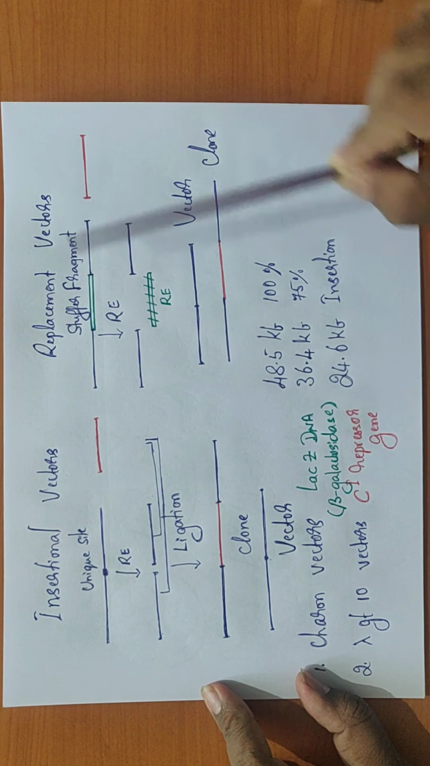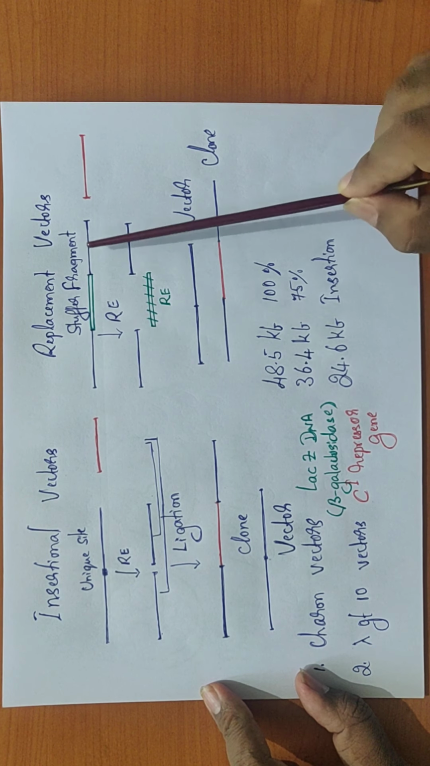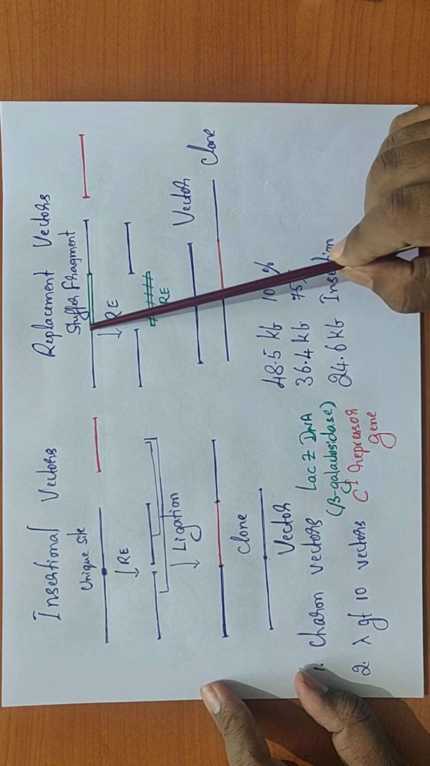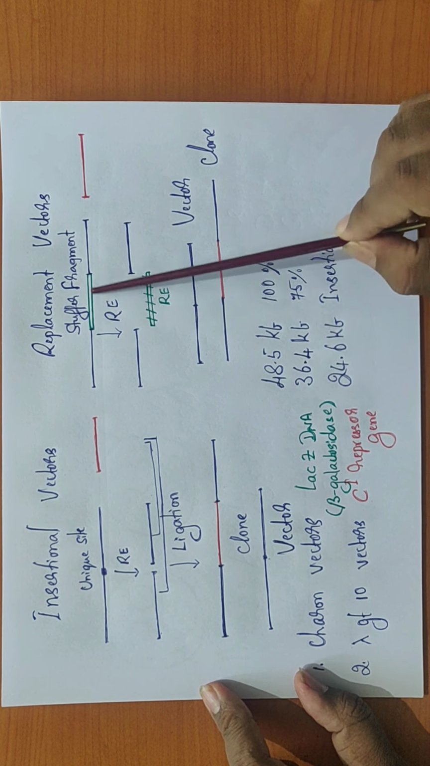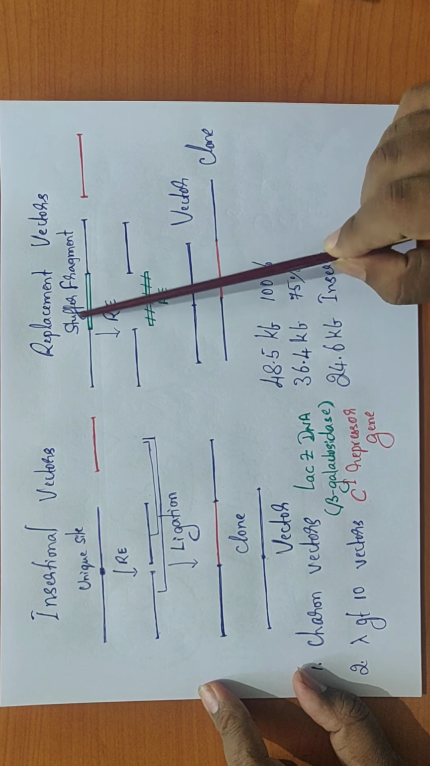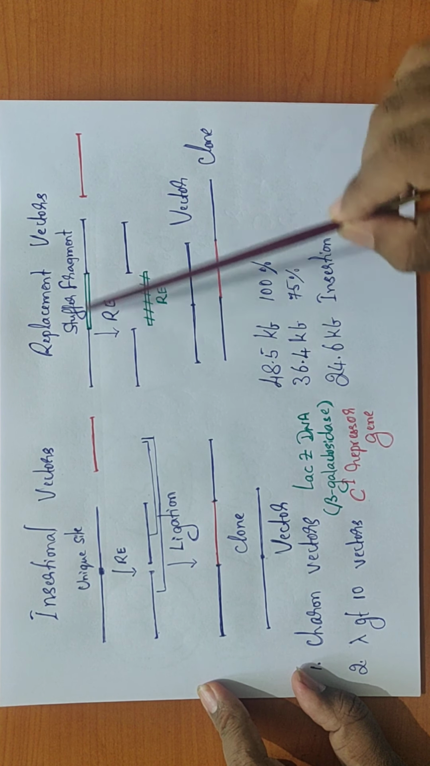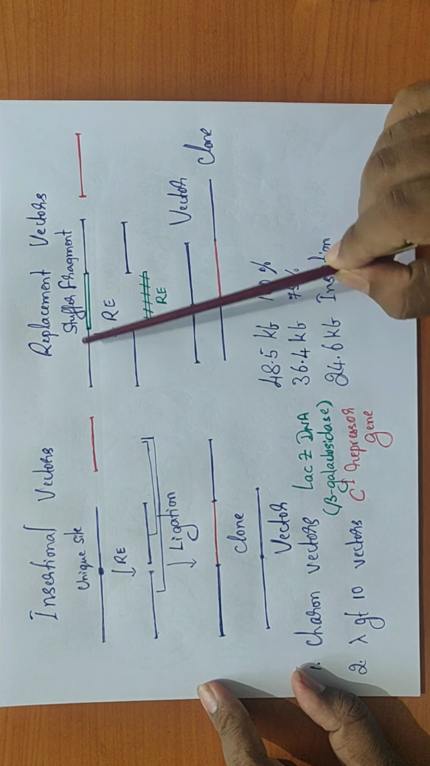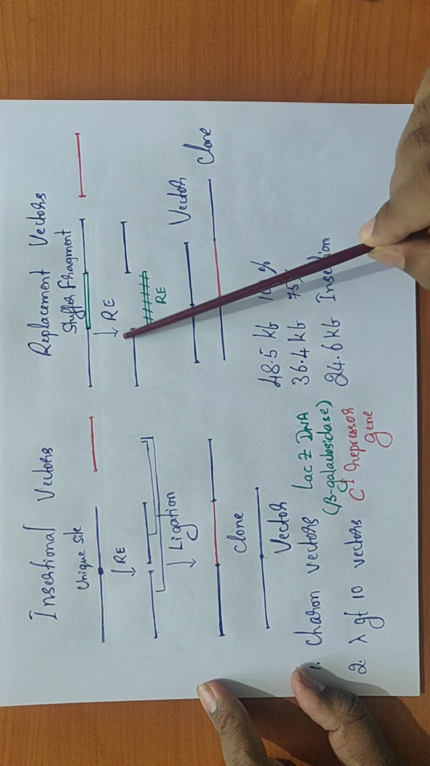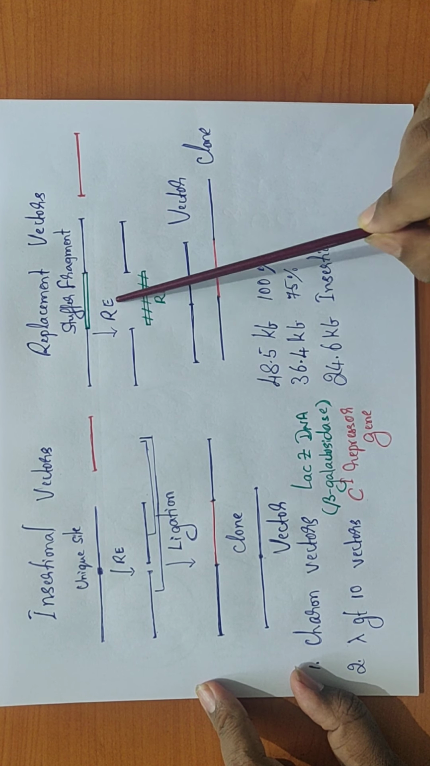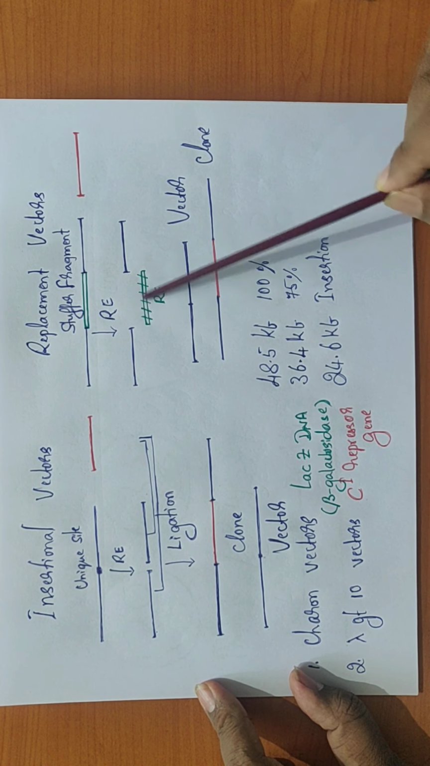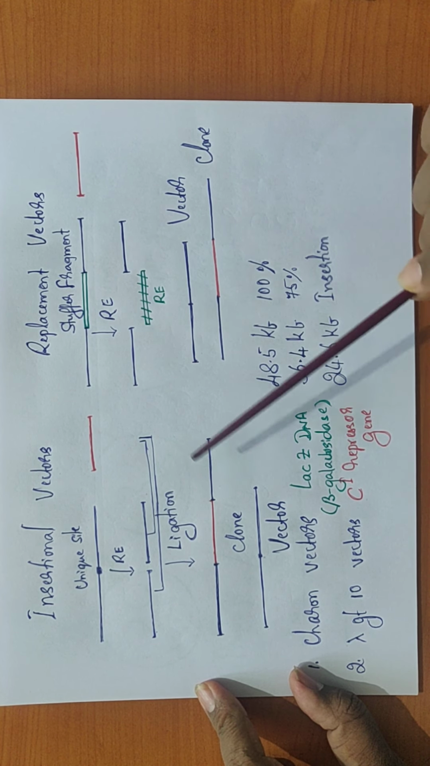In the case of replacement vectors, again we have a left arm and a right arm. Instead of a unique site, the region responsible for the lysogeny segments is replaced with an unknown DNA segment, which we call a stuffer fragment. During cloning, we take these replacement vectors that have the stuffer fragment and treat them with restriction enzymes. That results in a left arm and a right arm, and the stuffer fragment is completely hydrolyzed because of the restriction endonuclease activity.